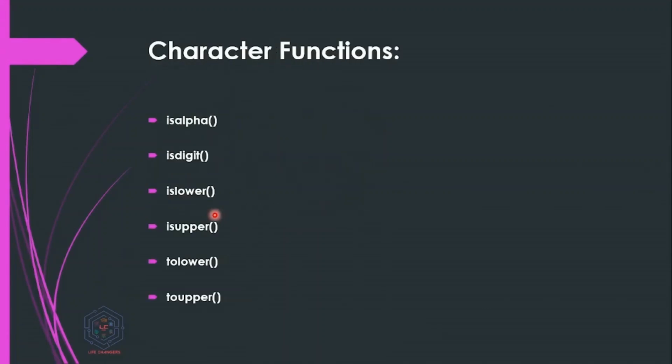These are the libraries that come under the character functions. The first library is isalpha, which is used to check whether the given string is alphabets or not. It only checks whether the string contains alphabets or not. Likewise, the second one is also used to check whether the given input is numbers or not. This isdigit is used to check whether the given input is a number or not.